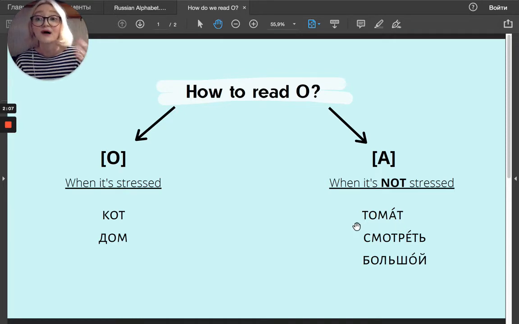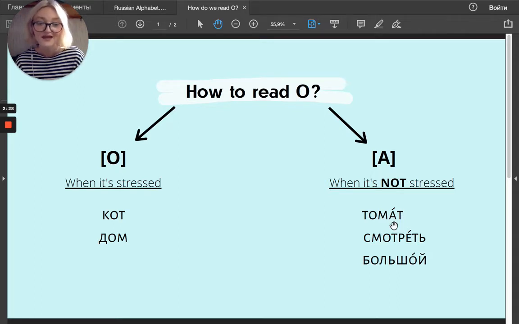So let's start with tomato. Honestly, we say pomidor, and we have the second word, which is tomat, like tomato. Tomat. How do we read it? Tomat. Why do we read O like A? Because it's not stressed. A is stressed in this word.